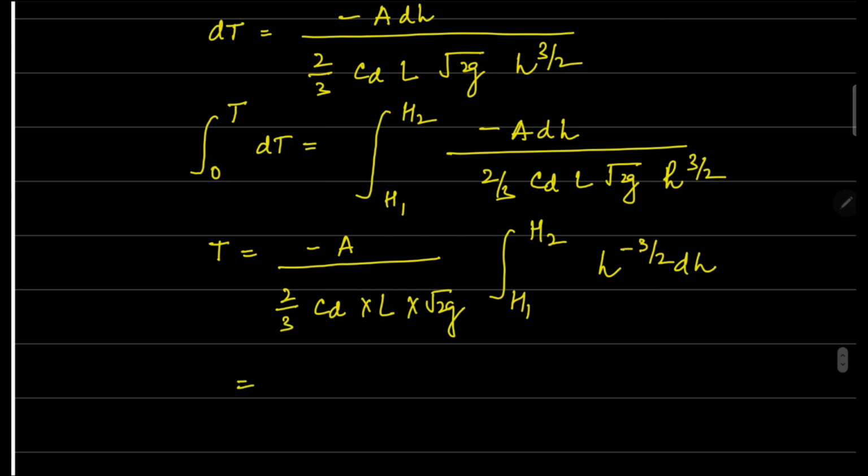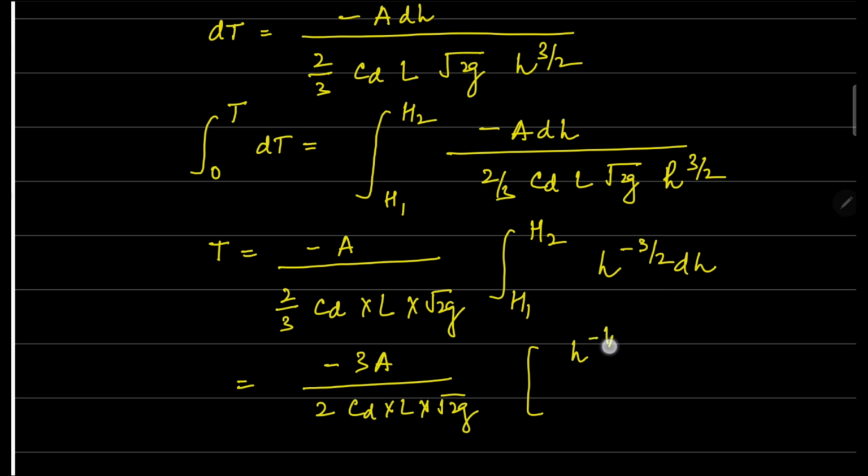Again, if we integrate and rewrite the equation, this will look like minus 3A divided by 2 Cd into L into under root 2g, and if we integrate h raised to the power minus 3 by 2, this will be h raised to the power minus 1 by 2 divided by minus 1 by 2, and our limits are h1 to h2.